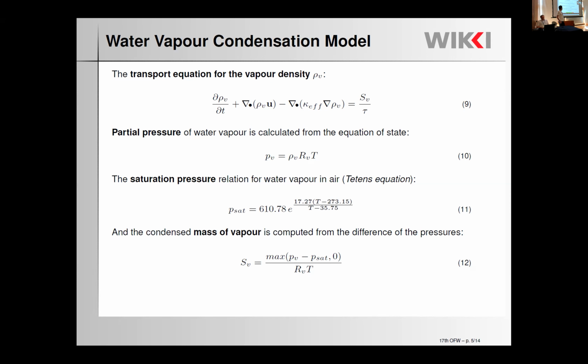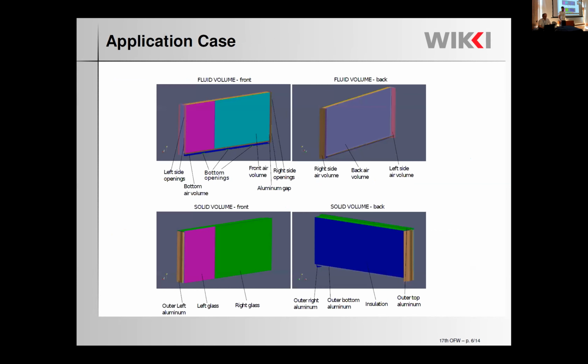The mass of the vapor that is condensing in the model is then calculated from the difference of these two pressures. So if the difference is positive, then we declare that the mass of the condensed vapor is the difference divided by the RT, and if the difference is negative or zero, we declare that there is no condensation taking place. We can move to the next slide.